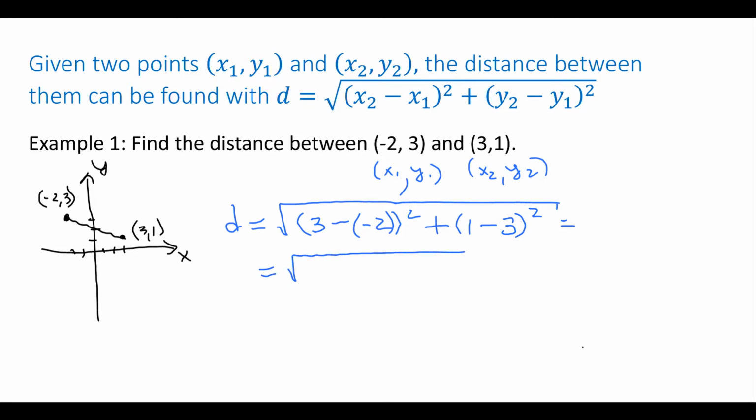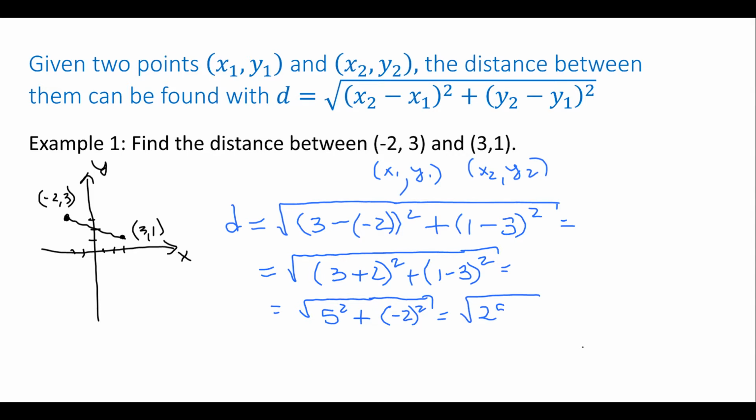Now it's just a matter of simplification. So we've got the square root of, let's see, 3 plus 2 squared plus 1 minus 3 squared. So that gives us 5 squared plus -2 squared. So we've got the square root of 25 plus 4, which is the square root of 29. And since we cannot simplify the square root of 29 any further, that is our answer. So the distance, the length of the segment between our first point and the second point, is the square root of 29.